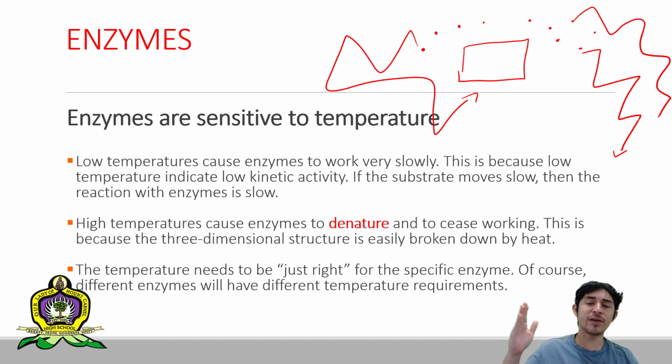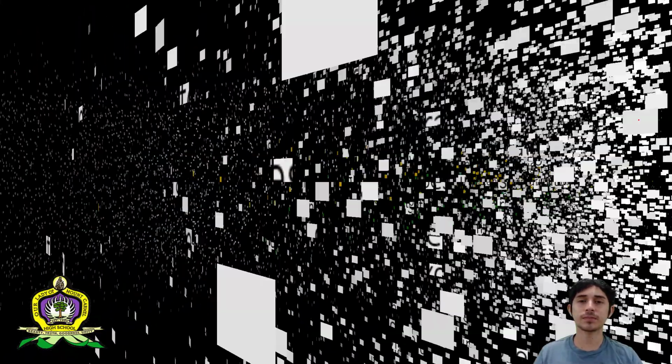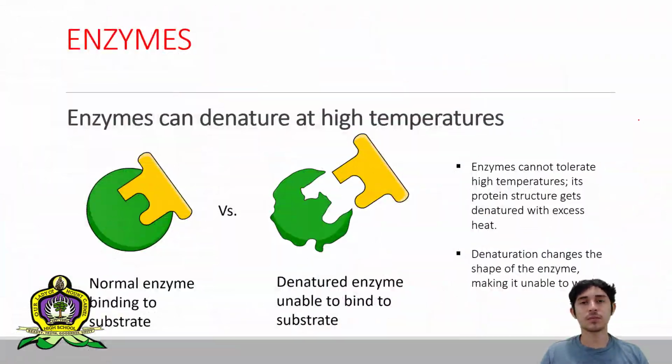Now, when you have a fever, then the enzymes kind of slow down because the temperature is too high, and this causes the enzyme to denature. And if you're too cold, the enzymes also work slowly because the substrate cannot move fast enough for the enzyme to work on it. I want to focus a little bit on enzyme denaturation.